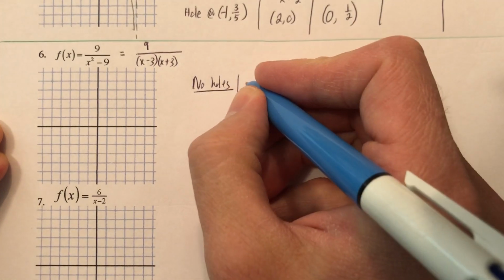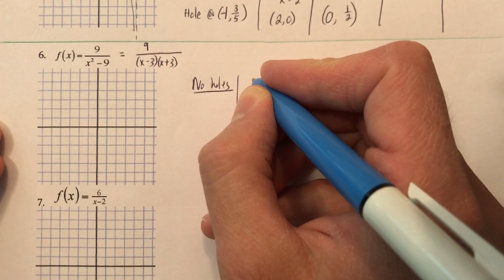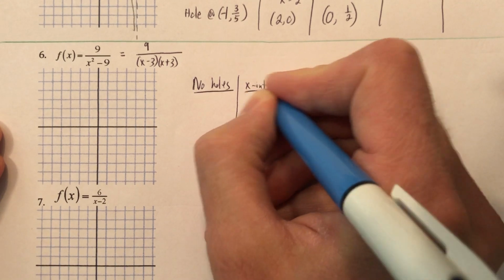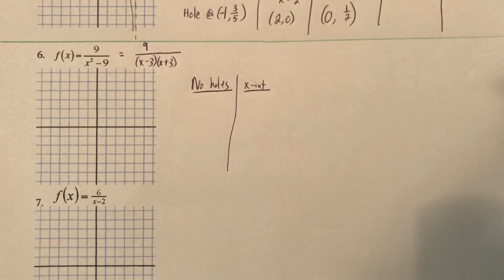But we do have an x-intercept, possibly. We do have a y-intercept, possibly. We do have a horizontal asymptote, possibly, and a vertical, possibly. You don't have to have all of them.